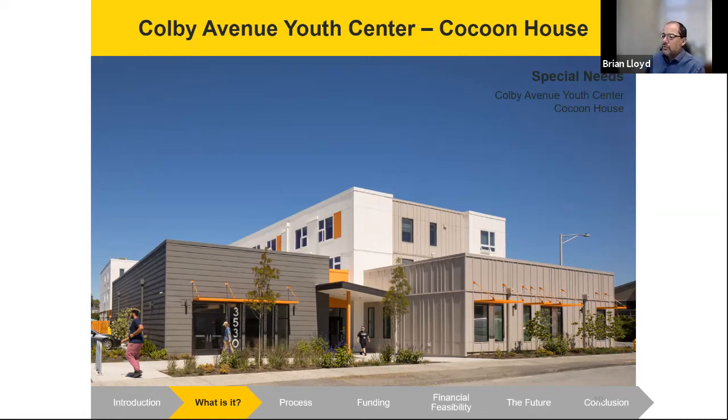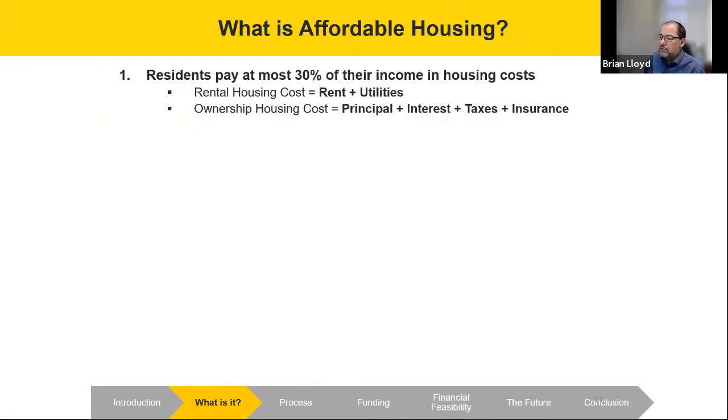So that's a little bit about what affordable housing can look like. Let's talk about the definition of affordable housing. Housing that's affordable to its occupants means that the residents are paying no more than 30% of their income for housing costs. Housing costs, when you're talking about rental housing, includes the rent and utilities.